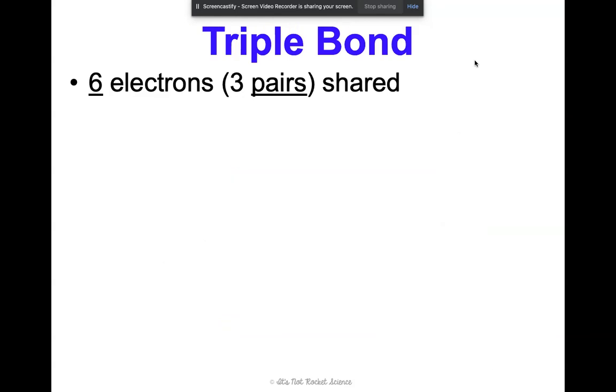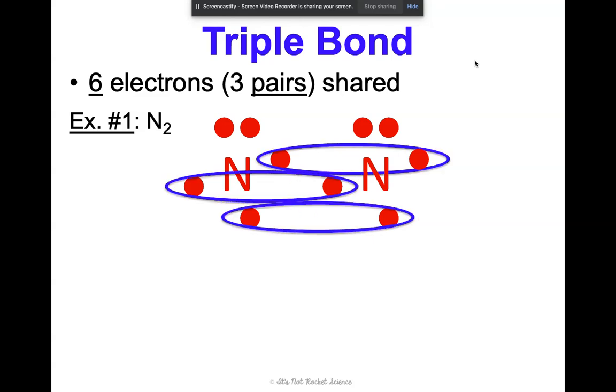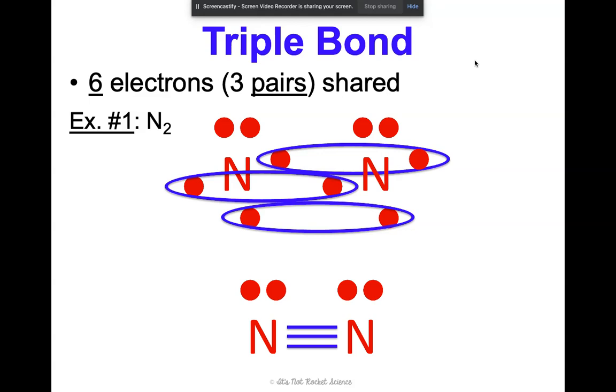Lastly, we have triple bonds. That's when 6 electrons or 3 pairs are shared. An example of this would be N2. So there's a nitrogen with its 5 valence electrons. There's another nitrogen with its 5 valence electrons. We can share 6 different electrons or 3 pairs. So 1, 2, 3, and it'll look like this when we write it out.